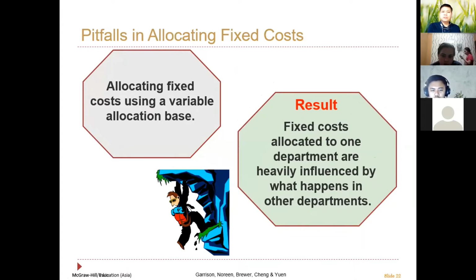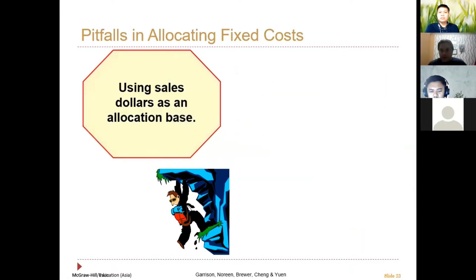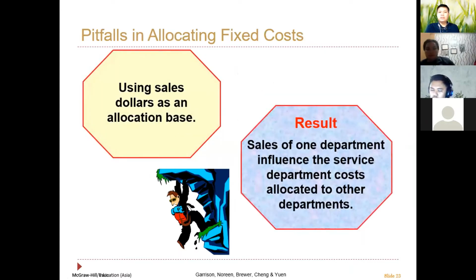Now, what are the pitfalls in allocating fixed costs? Allocating fixed costs using a variable allocation base. The result is that fixed costs allocated to one department are heavily influenced by what happens in other departments. What about using sales dollars as an allocation base? The result is that sales of one department influence the service department costs allocated to other departments.